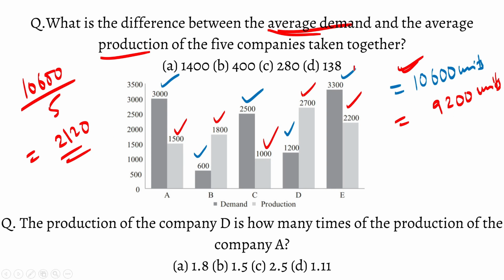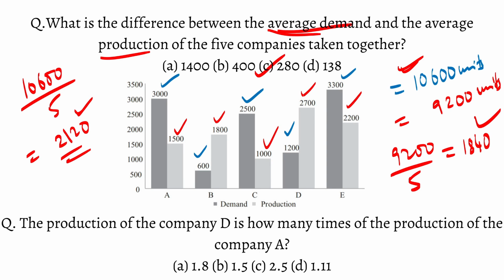What about average production? We have total production 9200 and the average means the total divided by total companies, this will be equal to 1840. So this is the average demand, and this is the average production. So calculate the difference. 2120 minus 1840, this will be equal to 280. So 280 is the answer.